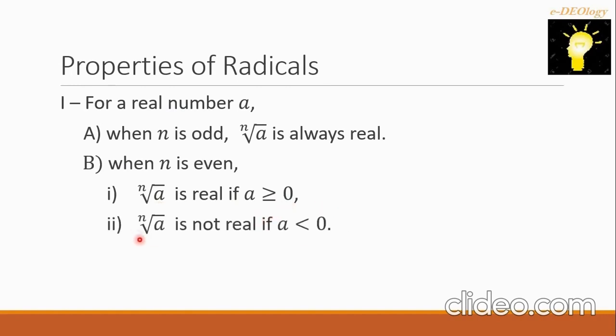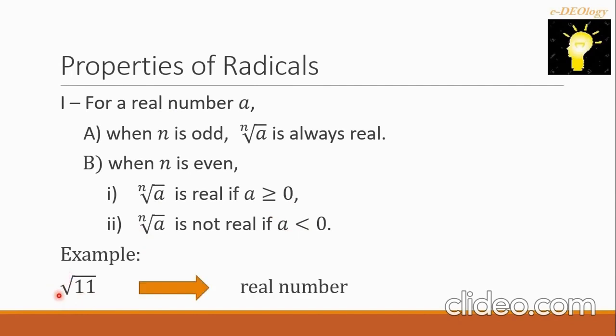Another case is this nth root of a is not a real number if a or the radicand is less than 0. In other words, the radicand is negative. Let us have example. The square root of 11. So 11 is a real number. In here, our index is 2. So the square root of 11 is a real number.